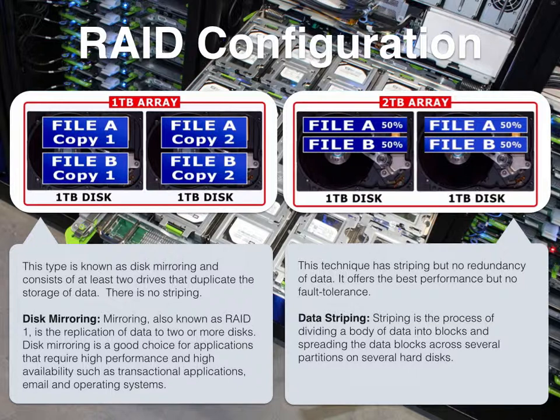So you can see in the mirroring example we have two 1 terabyte disks which have the same data on each of them. So you can see file A copy 1 and file A copy 2. So the two 1 terabyte disks only allow for 1 terabyte of combined storage, whereas in the striping example, the two 1 terabyte hard drives actually add up to the 2 terabytes as it should. So there is no loss in our capacity for storage.